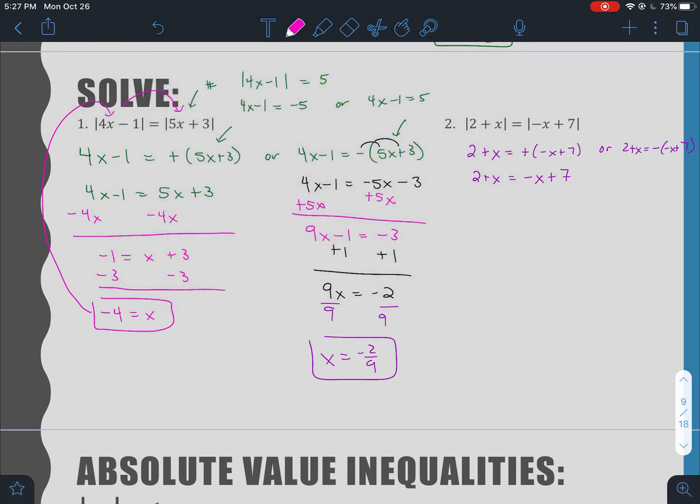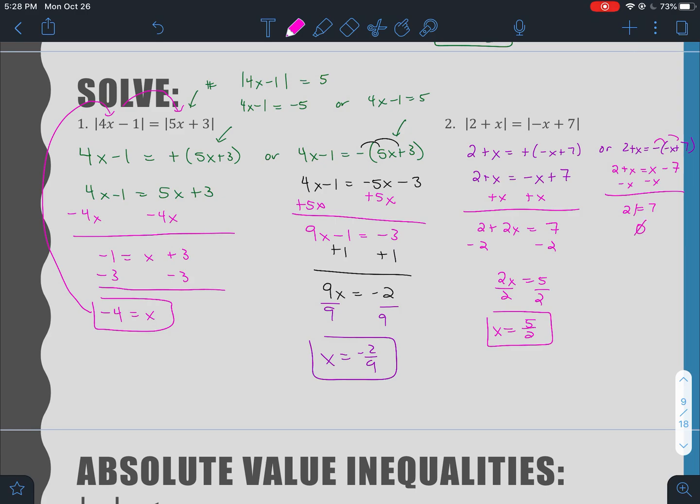Get all of my x's on the same side, so add x to both sides. And I have 2 plus 2x is equal to 7. Subtract 2, and 2x is equal to 5. Divide 2, and x would equal 5/2 as a possible solution. And then we have 2 plus x, distribute the negative sign, and you would get positive x minus 7. Subtract x. We have 2 is equal to 7. So on that side, you would have no solutions that would come from that. So the only possible solution is x is going to equal 5/2.